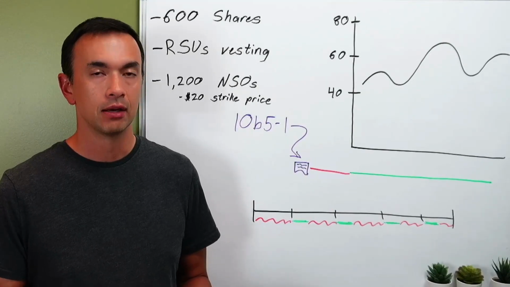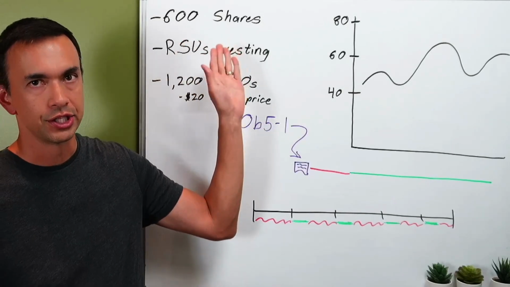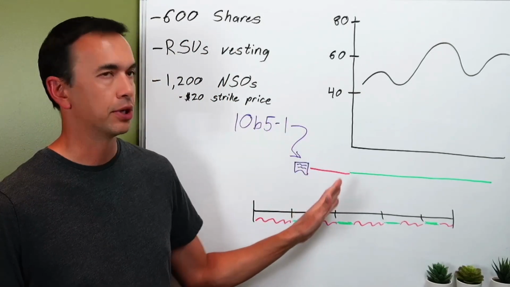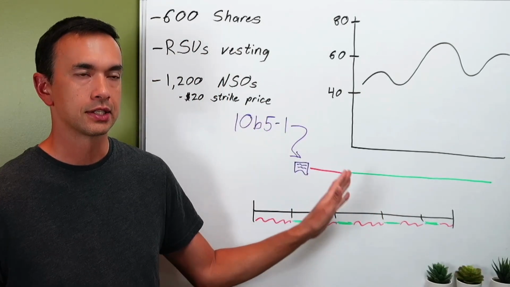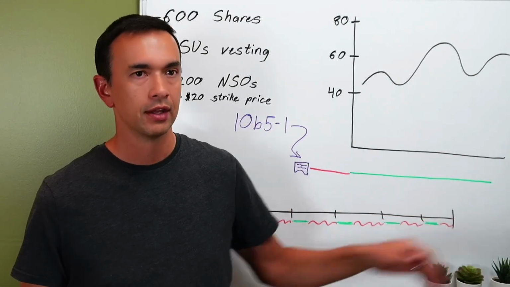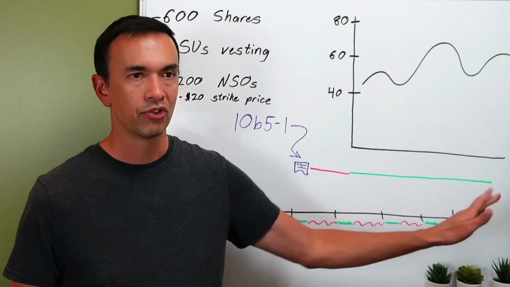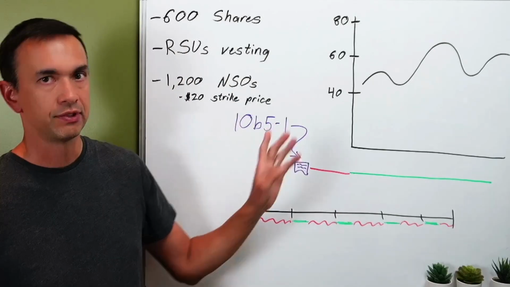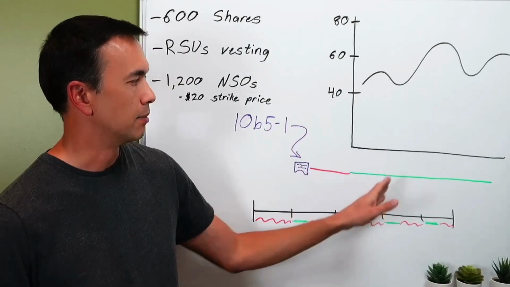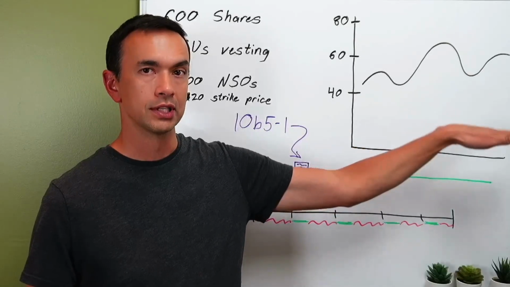So the first and most straightforward strategy, if we're just focusing on the shares, is that you can put a plan in place that just consistently sells a certain number of shares each month. For example, if this is a plan that goes for 12 months, then we could have 50 shares selling every month, and whatever the stock price is, that's what it's going to sell at.